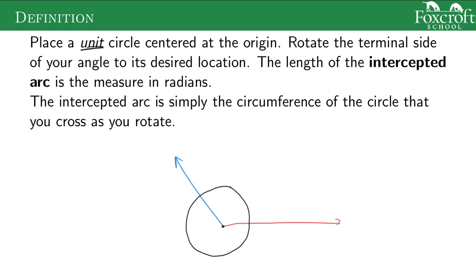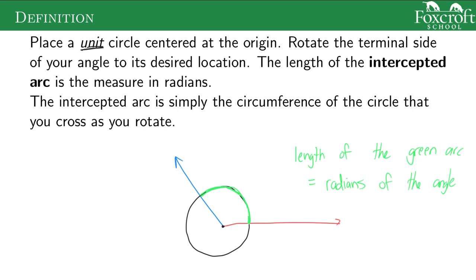And then we're going to look at, as we rotated this terminal side away, this blue side away, we hit the outside of this circle as we rotated. And however long this green part is, is the angle in radians. So the length of the green arc, which is called the intercepted arc because that's where your angle is hitting, so it's intercepting it, the length of the green arc is equal to the radians of the angle.